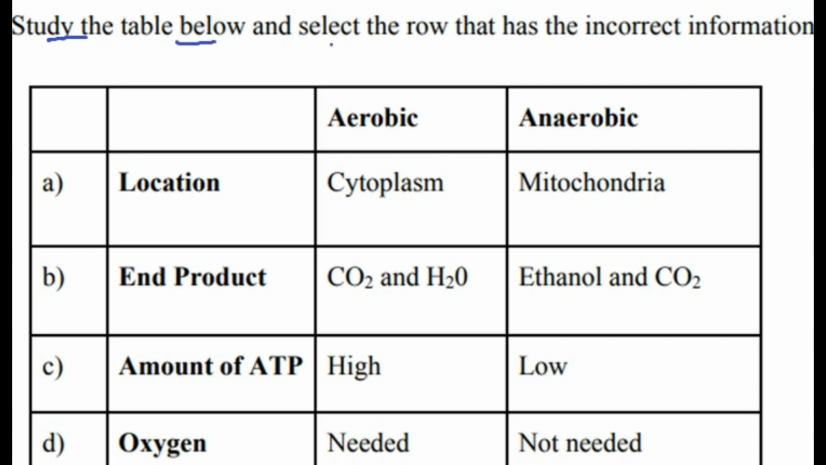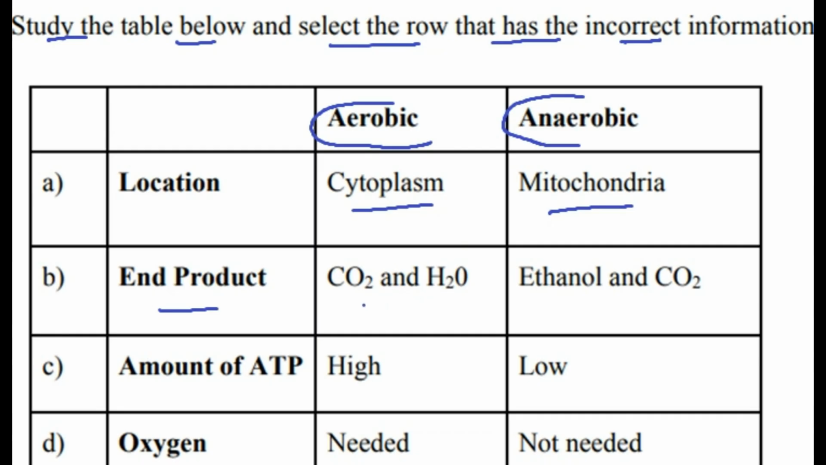Study the table below and select the row that has the incorrect information. So there are two columns here, one is aerobic and the other is anaerobic. Location, option A: aerobic respiration takes place in cytoplasm, anaerobic takes place in mitochondria. Option B, end products: carbon dioxide and water are end products of aerobic respiration, and ethanol and carbon dioxide are products of anaerobic. Amount of ATP is high if it is aerobic, low if it is anaerobic. And oxygen is needed for aerobic respiration and it's not needed for anaerobic respiration.